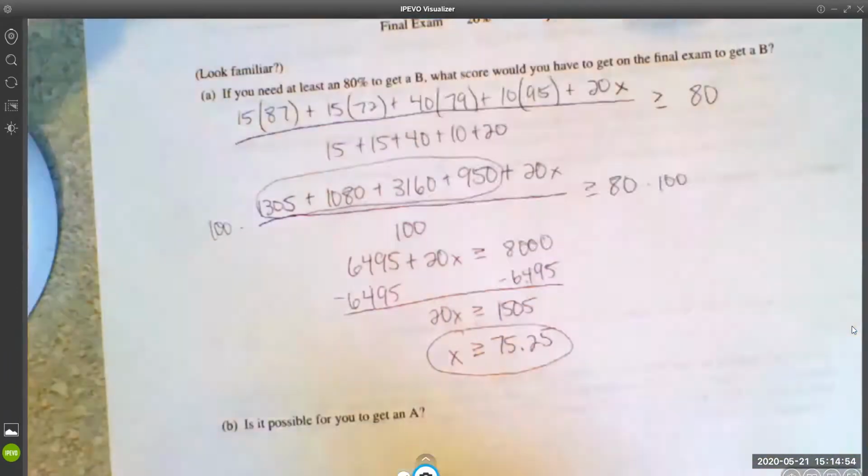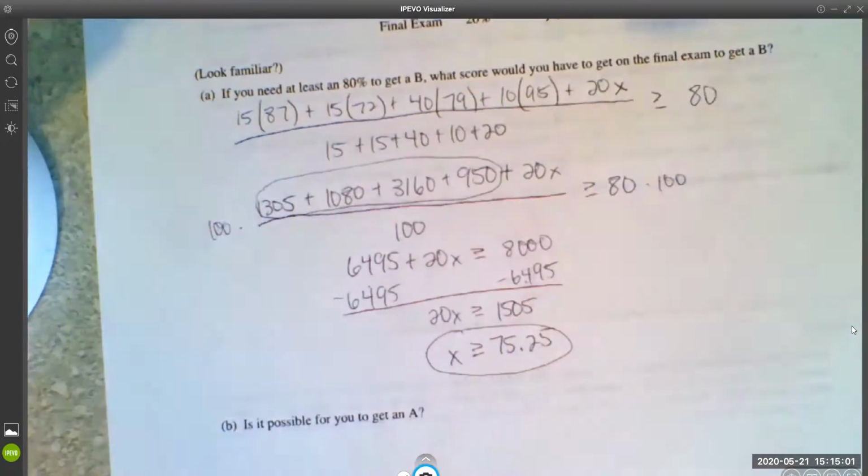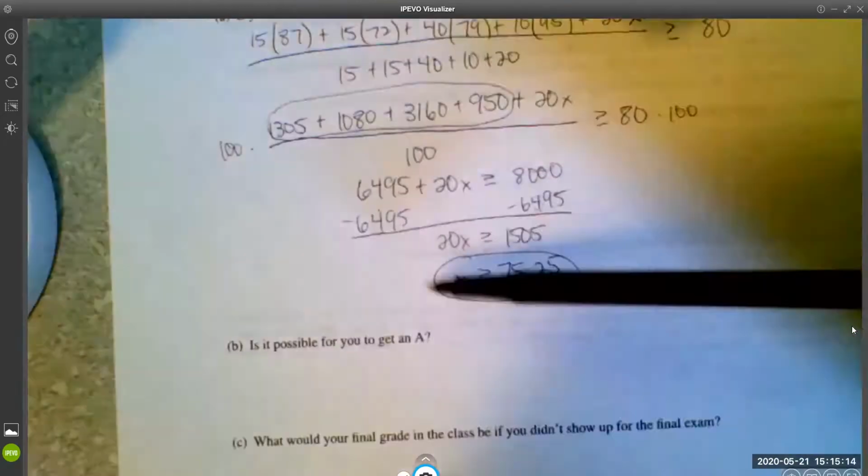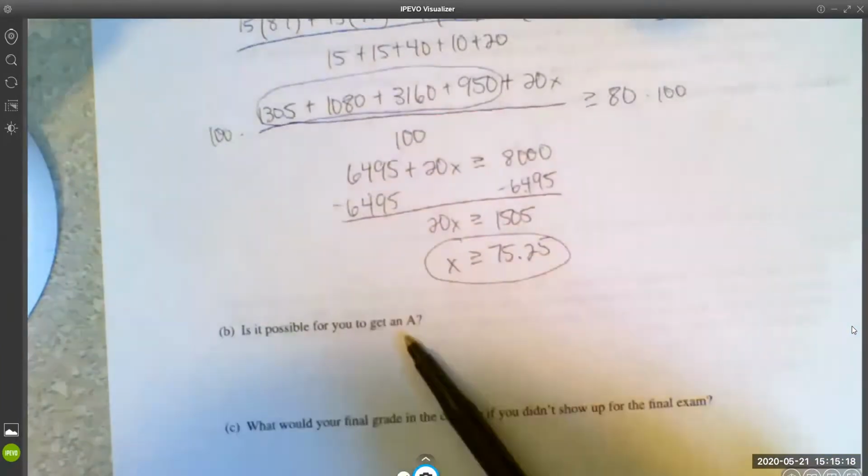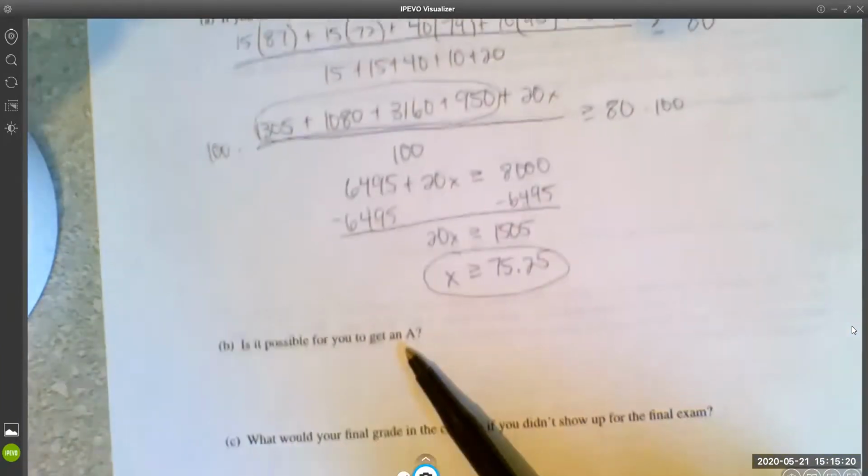So what grade does this student need to get on the final in order to get a B in the class? Well, they need a 75.25%. As long as they get at least a 75.25%, they'll get a B in the class. Okay, well, so we could ask all kinds of follow-up questions like, okay, so I only need a 75 in order to get a B. Is it possible for me to get an A? Could I get an A possibly?